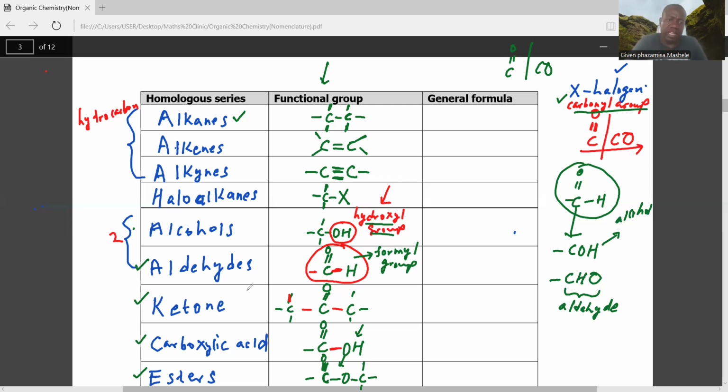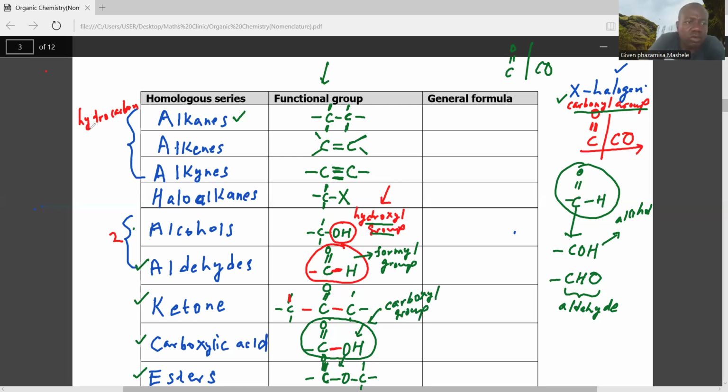And then it means the ketone is the one that has carbonyl as the functional group, because in the ketone we have two carbon atoms attached. Then how about a carboxylic acid? A carboxylic acid has a functional group called the carboxyl group.